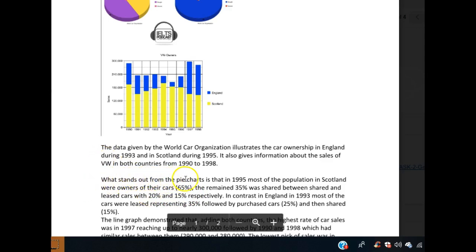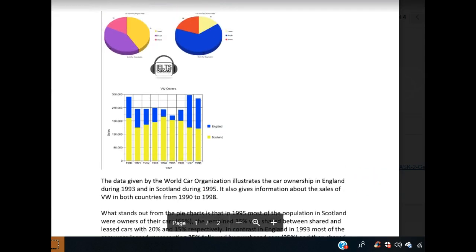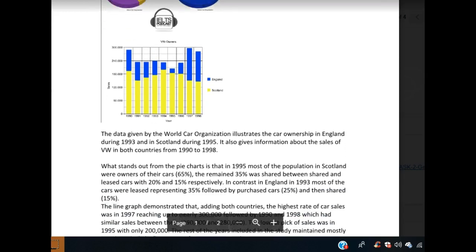What stands out from the pie charts is that in 1995, most of the population in Scotland were owners of their cars, 65%, while the remaining 35% was shared between shared and leased cars with 20 and 15% respectively. Okay, all right.